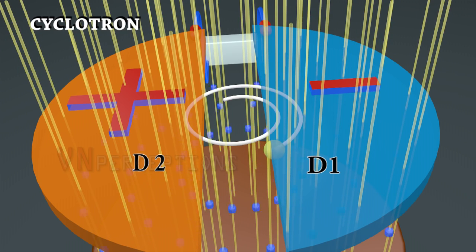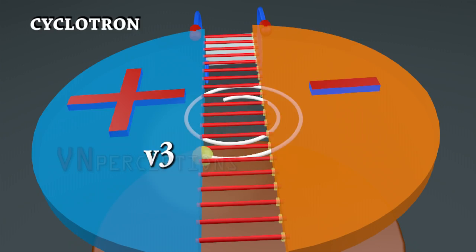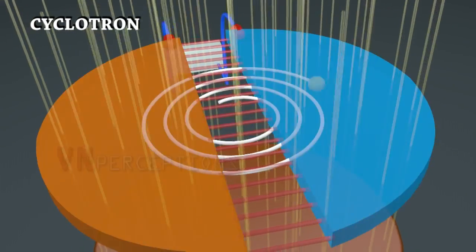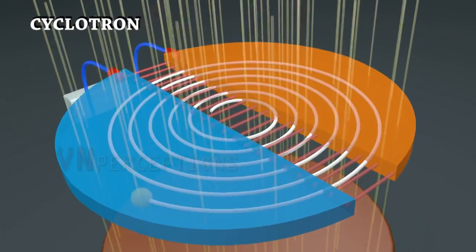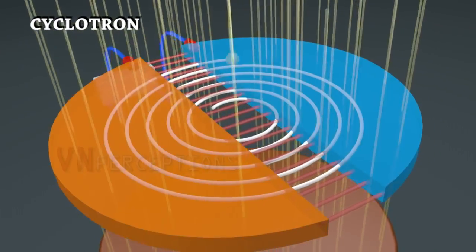When it comes out of D, it comes under the influence of the electric field. Once again, the electric field accelerates the charged particle and now the velocity becomes V3. In this way, the particle moves in a circular path, and with each circle, the velocity of the charged particle increases.